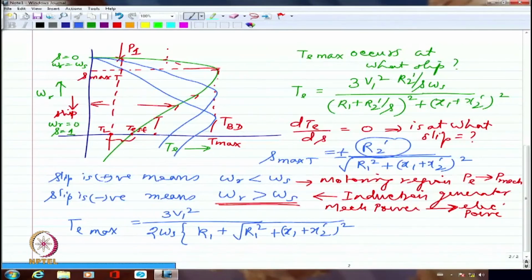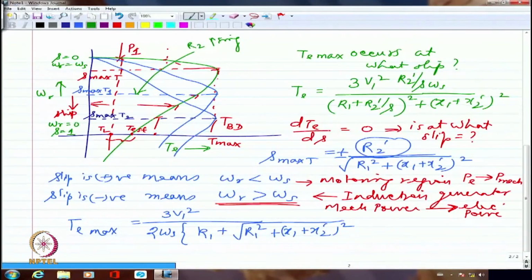So I am just showing how exactly the characteristic shifts. Please remember, this is what is S max T now. So this is S max T1 when I increase the resistance further, and this is S max T2 when I again increase the resistance further. Rotor resistance, not the stator resistance. So I should very clearly indicate this is R2 increasing or R2 dash increasing.